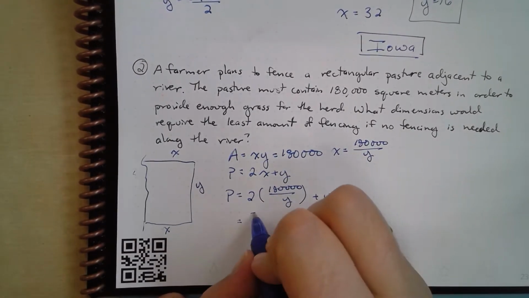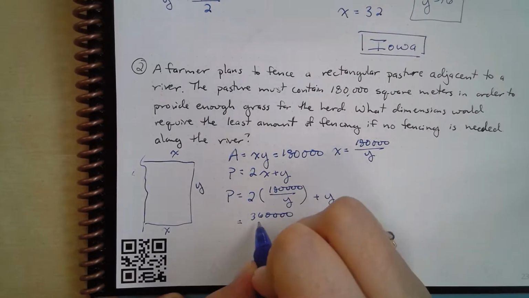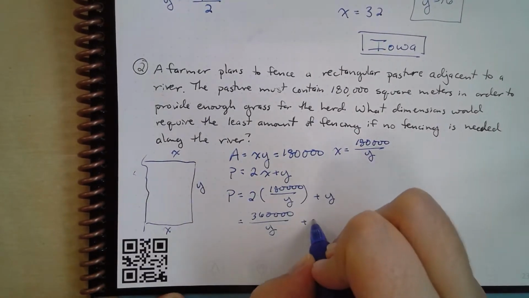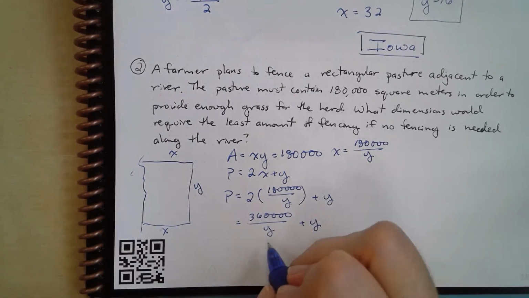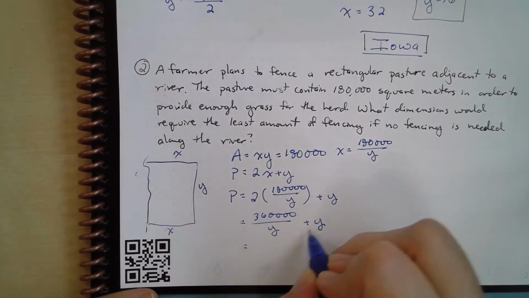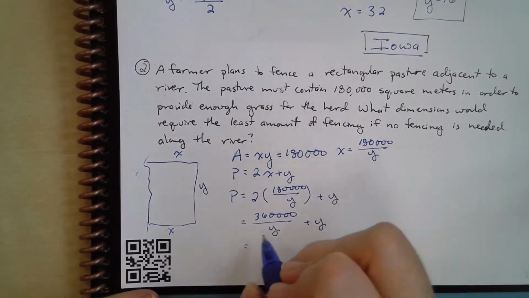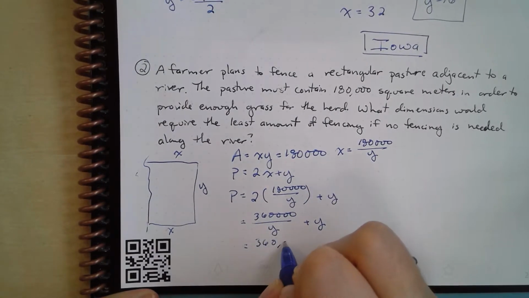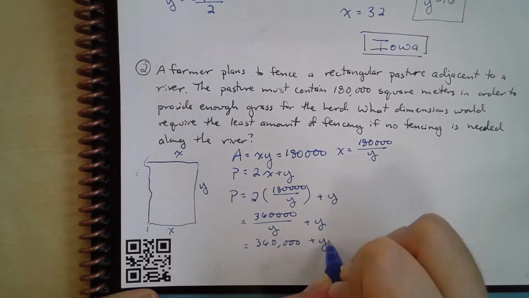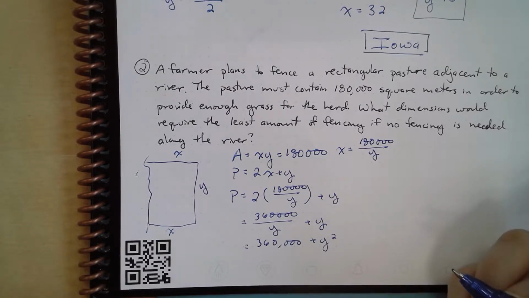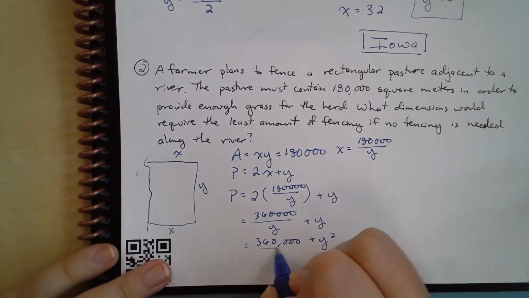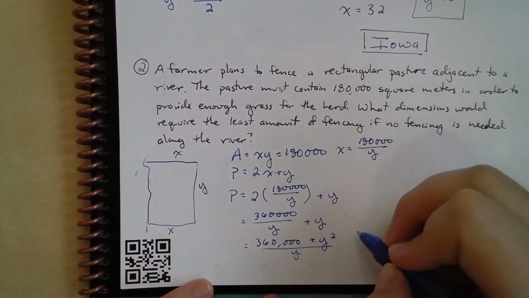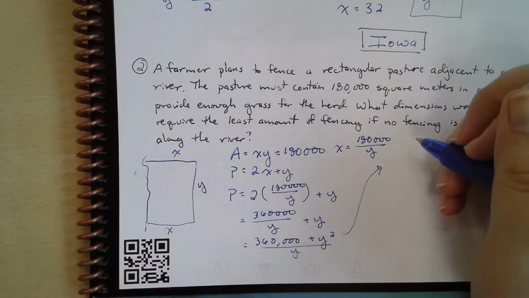So it's equal to 360,000 over y plus y, which is going to equal, I guess if I multiplied this by y over y, I'd get 360,000 plus y squared, right? Hopefully that makes sense. Let me pause for a second and check my math here. Okay, I think I forgot a denominator. Over y. All right, and I'm kind of running out of room, so I'm going to go up here.